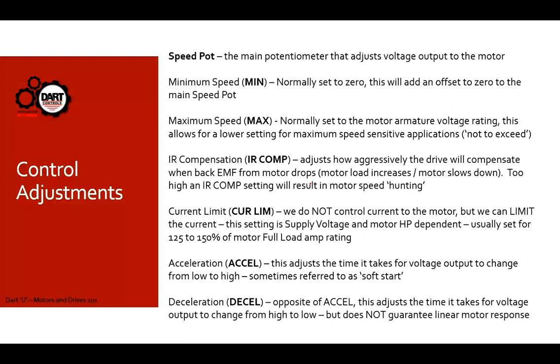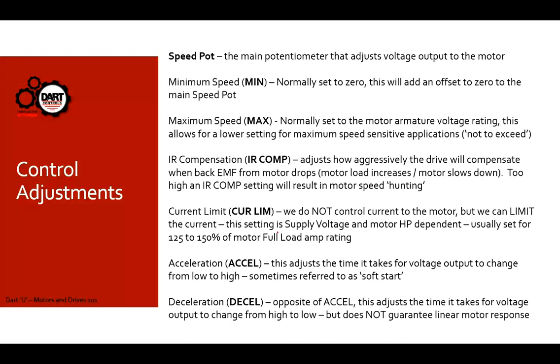Similarly, but on the top end, we have max speed adjustment. There may be a reason why we don't want the control to actually output the maximum voltage it's able to. So it's kind of like a not-to-exceed setting. There could be equipment or application reasons why we don't want to go any faster. Again, IR comp we talked about a little bit. This is an adjustment to how aggressively we want the control to react when it sees a difference in the input or the speed setting coming in, whether it's a speed pot or some other means, and the back EMF from the motor.